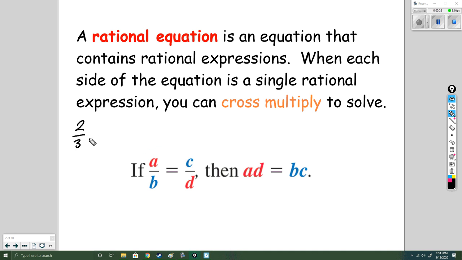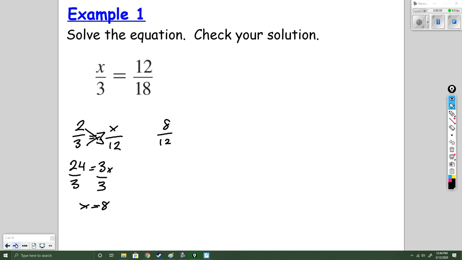If we had 2/3 equals x over 12, we could just cross multiply. We'd get 24 equals 3x, and then solve from there. So in this case, divide, and we get x equals 8. And that lets us know that 2/3 is the same thing as 8/12. All right, pretty simple. So we're going to apply that to some rational equations.